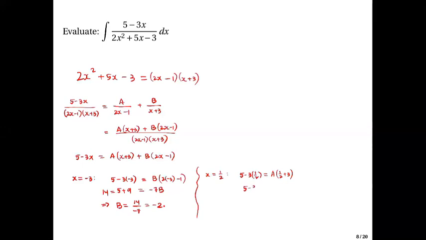So we have 5 minus 3 halves, which is equal to 7 halves, times a, times 1/2 plus 3. So 1/2 plus 6 over 2, that's 7 halves. And 5 minus 3 halves is 7 halves also. Which means that A is equal to 1. Follow?